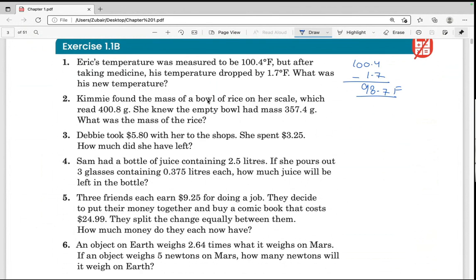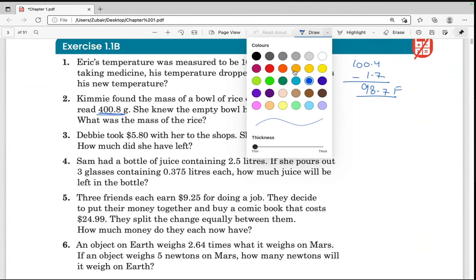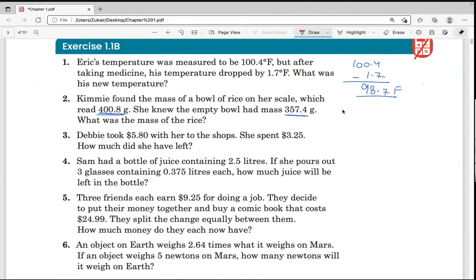Hime found the mass of a bowl of rice on her scale, which read 400.8. She knew the empty bowl had a mass of 357.4. What is the mass of rice? 12 minus 8, I think so. So, yeah, again, we subtracted. So it will be 400.8, 357.4.